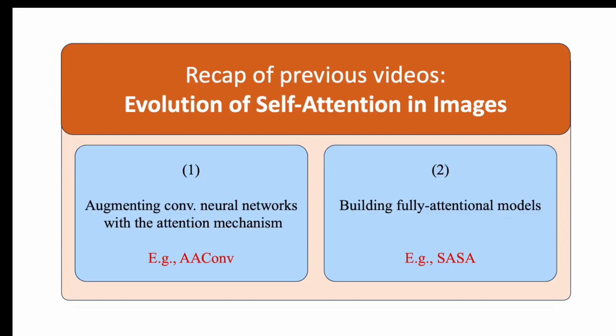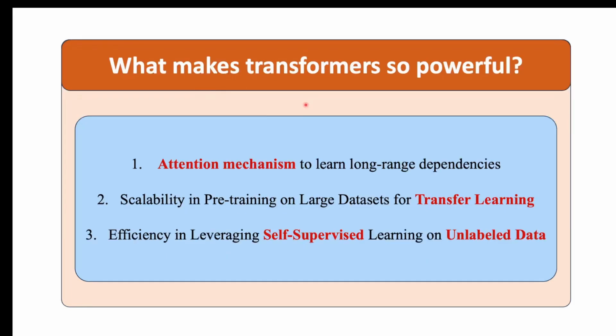In the last two videos, we covered several algorithms that were trying to leverage attention into the image domain. We saw that some of those methods were trying to augment convolutional neural networks with the attention mechanism, as well as some other methods that build fully attentional models. While these papers were effectively leveraging attention for image processing, they did not consider all the factors that make transformers very powerful. So in order to understand the merits of ViT, we first need to discuss this question: what makes transformers very powerful?